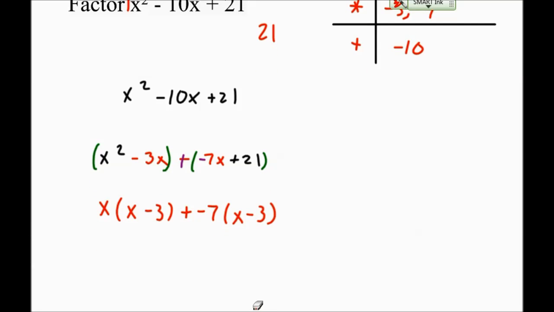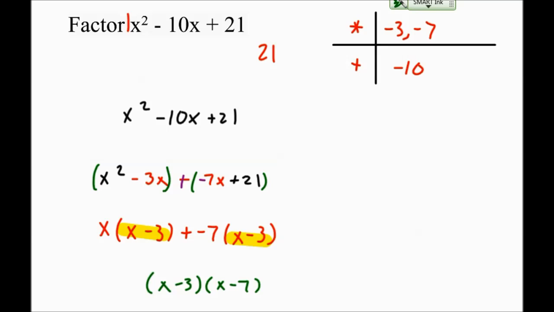So like we saw in the last example, this and this match. So now all I have to do is finish it up. So I'm going to have x minus 3 times x minus 7. And that's it. Again, you can go back and FOIL it, and check that you did it right, but we're good to go. So that's how you do basic factoring.